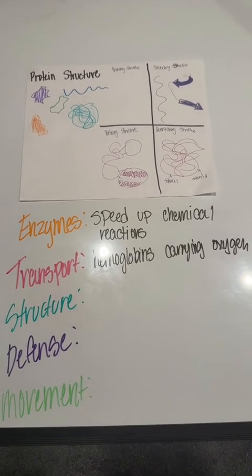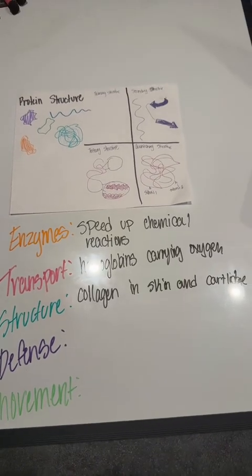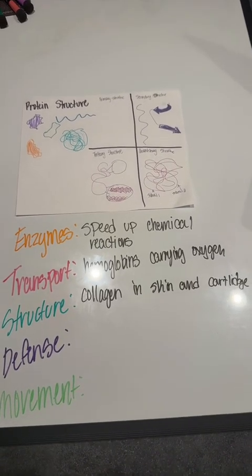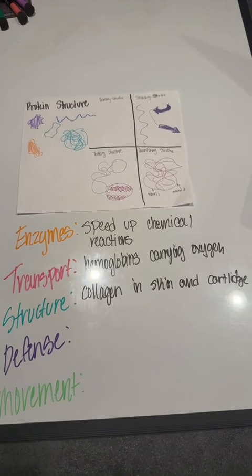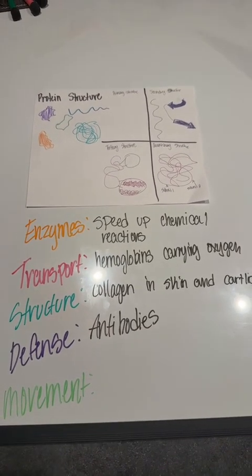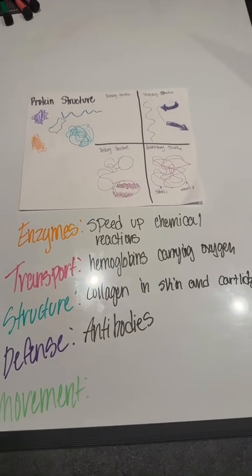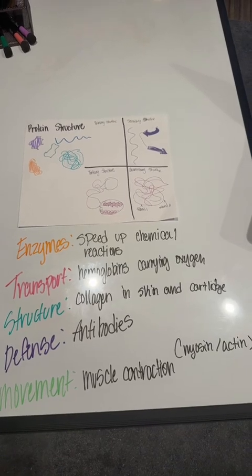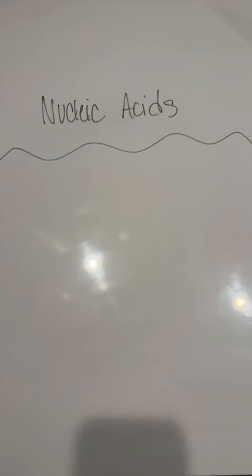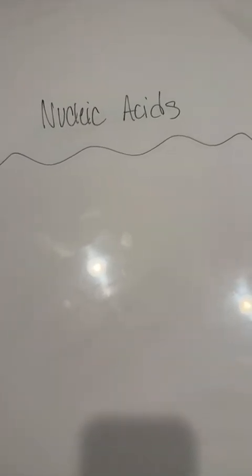The function of structural proteins are the collagen in skin and cartilage. The function of defense proteins are antibodies. And lastly, the function of movement proteins are muscle contractions, such as myosin and actin. The fourth and final biomolecule we'll be covering today is nucleic acids.